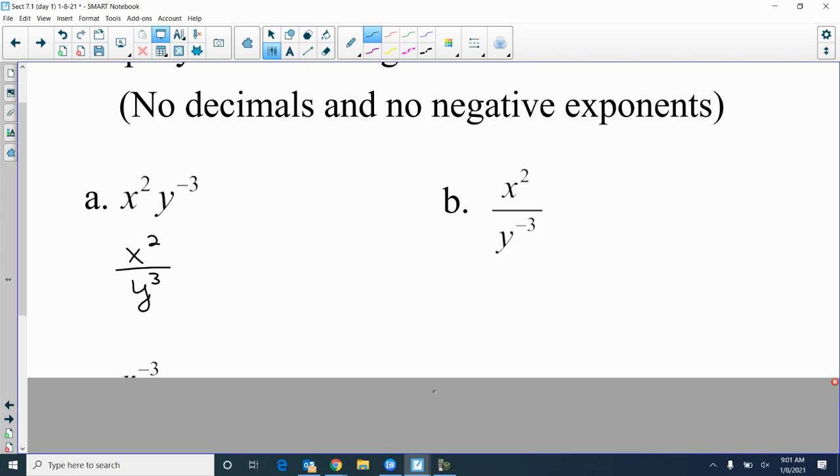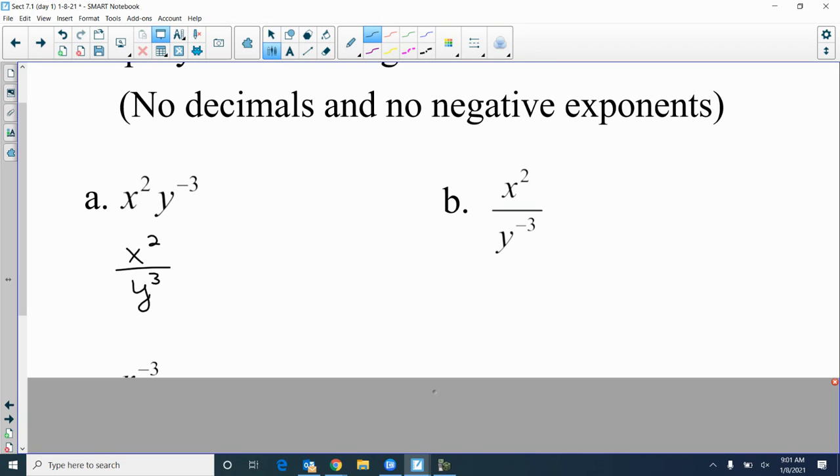Do not change any positive exponents. They stay where they're at. So here's the case. Does it stay in the top or does it move? It's always going to move over the fraction bar to change the sign. Y to the negative third will now go in the bottom. That is correct. Done. Don't need to do anything else.